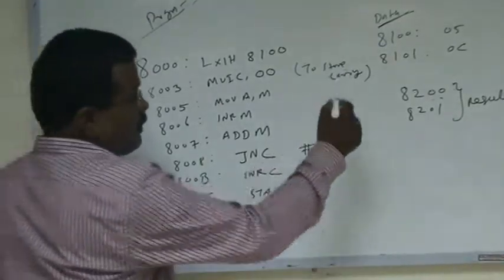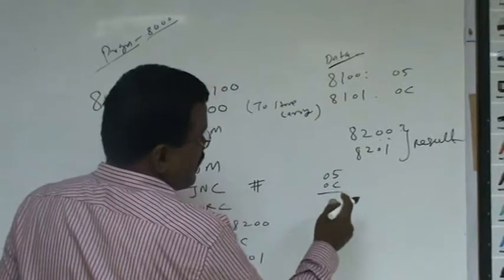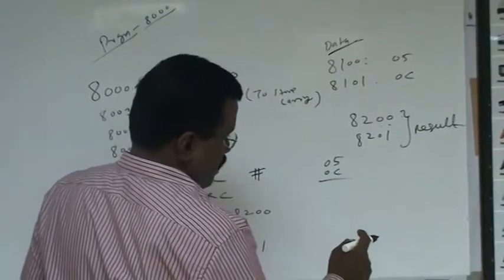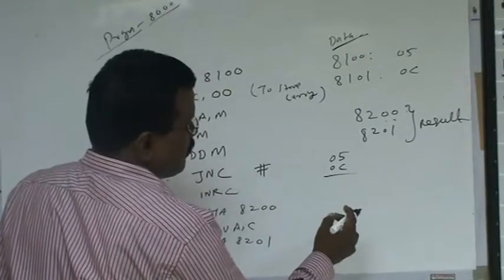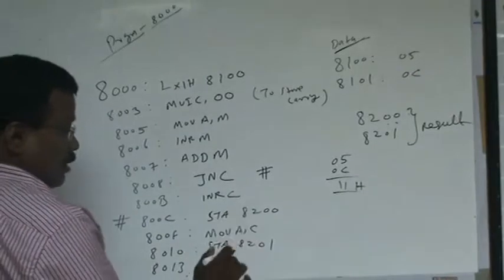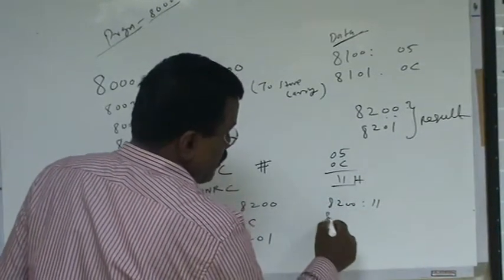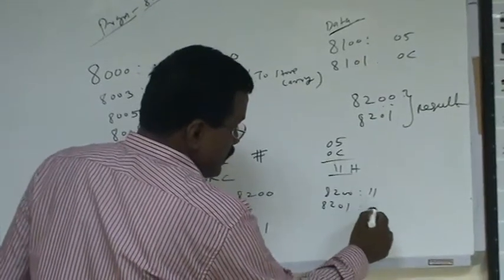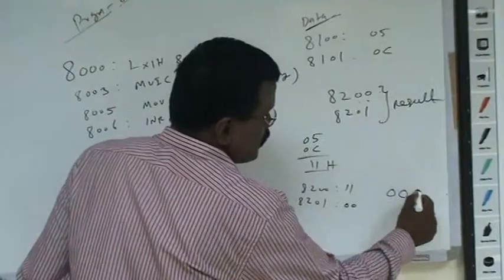So the result, suppose in this case 05 and 0C, the result is 11H, so the 11H is stored. At the memory location of 8200, you have 11. At the memory location of 8201, you will get 00. Instead of saying the result is 11, I am going to display 0011.